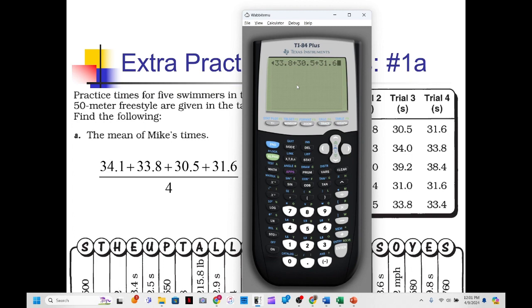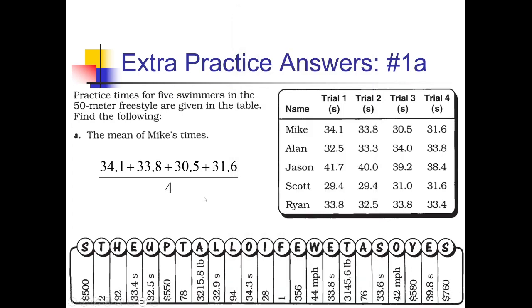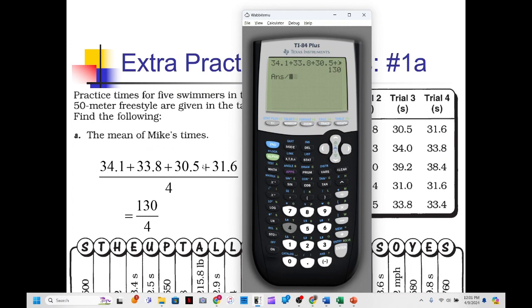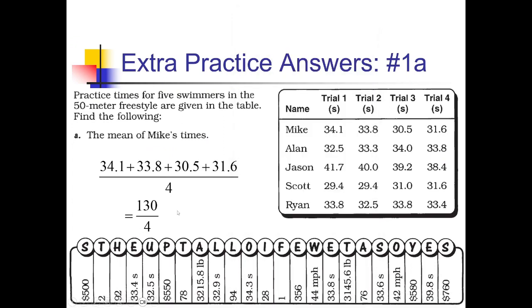So here I am on the calculator. I just entered all that stuff in the numerator, pressing enter. That's going to be 130 that I have in my numerator. Dividing that by 4 now, that ends up being 32.5, and that's going to be in seconds because each of the individual measurements were in seconds. So 32.5 seconds, that corresponds with U right here, so we'll cross that letter off, and we'll move on to the next.